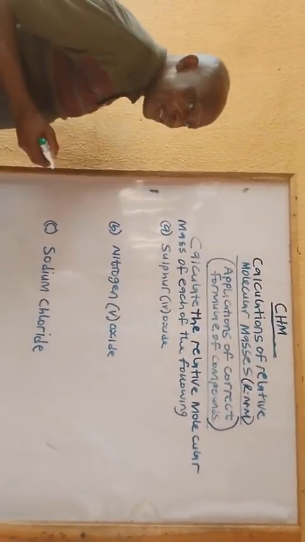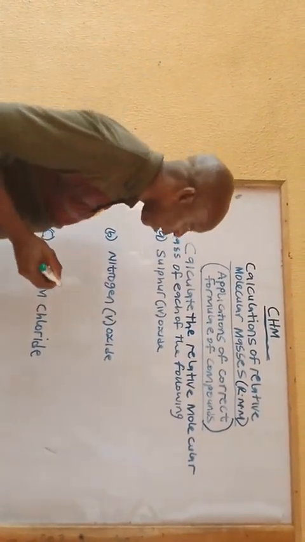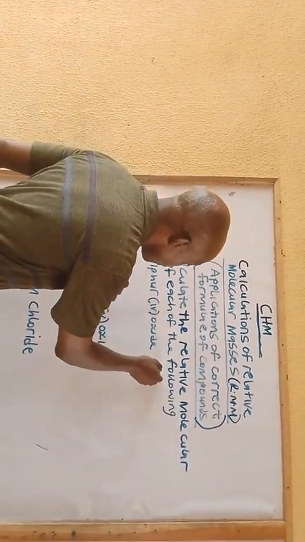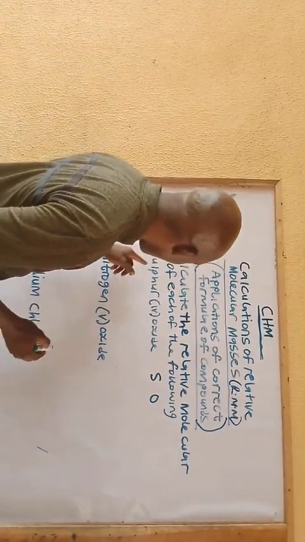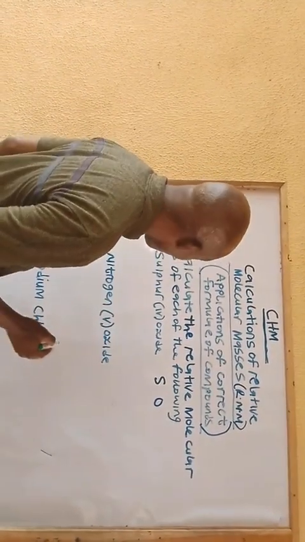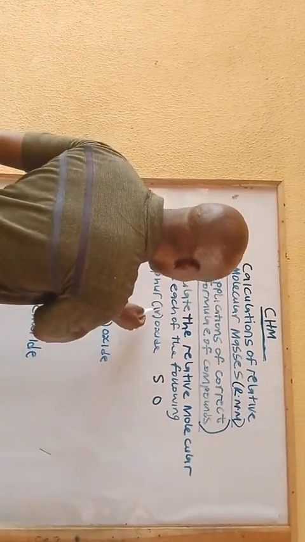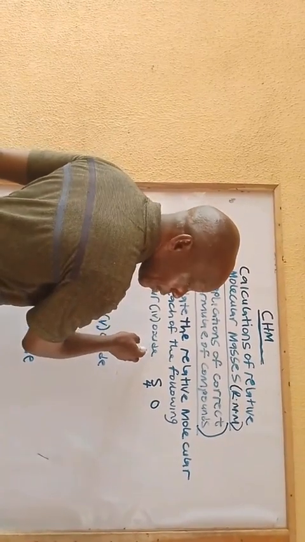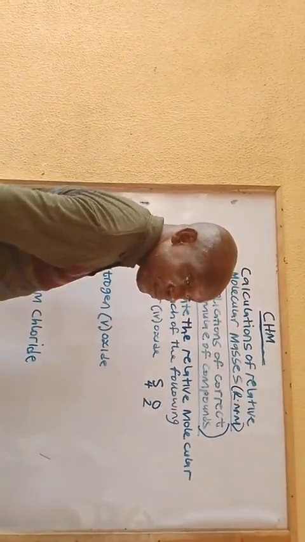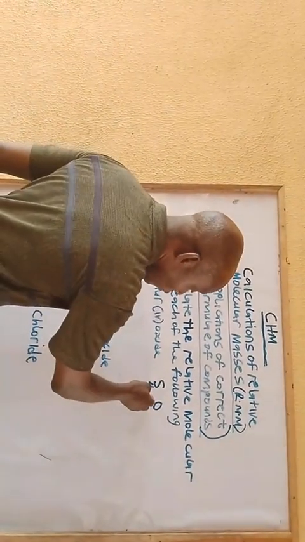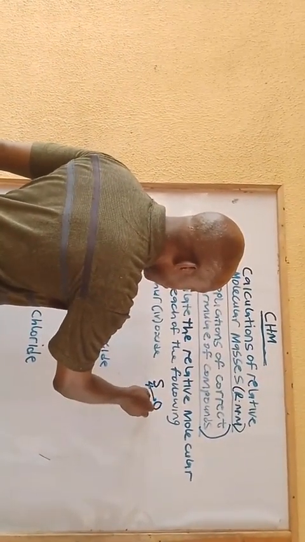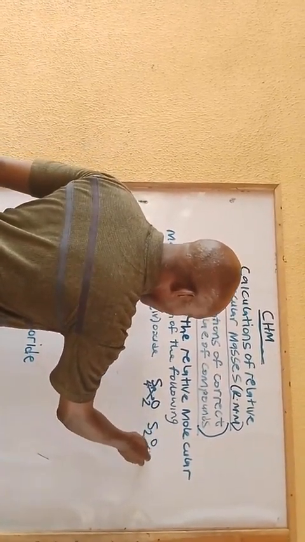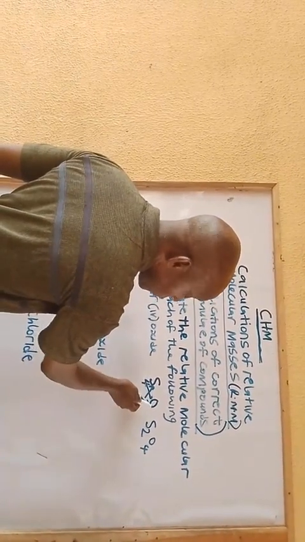If you remember, when we are treating the application, we are still writing the correct formula of different compounds. We say sulfur 4 oxide is formed between sulfur and oxygen. Sulfur has valency of 4 as written in the brackets. Oxygen from oxide has valency of 2 from the periodic table of the first 20 elements. 4 for sulfur will go to oxygen, 2 for oxygen will go to sulfur. So that now gives us S2O4.